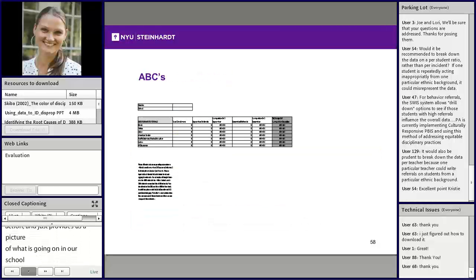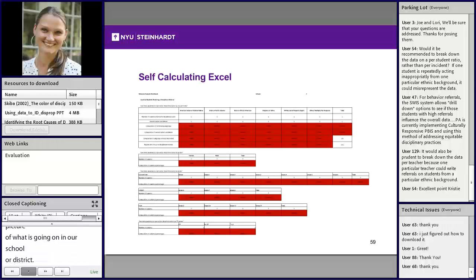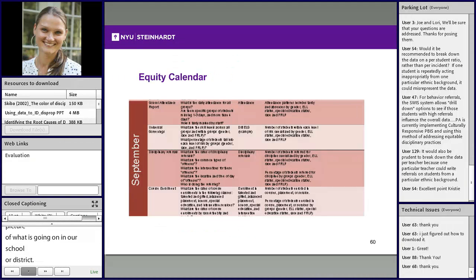The other tool, I have it called the ABCs, and it's related to the equity calendar.